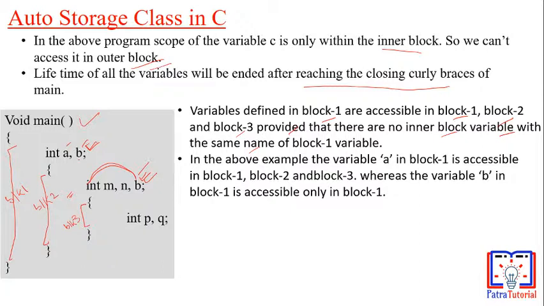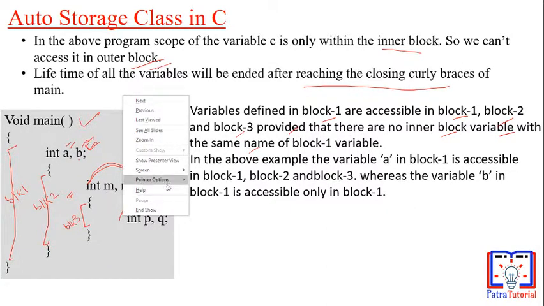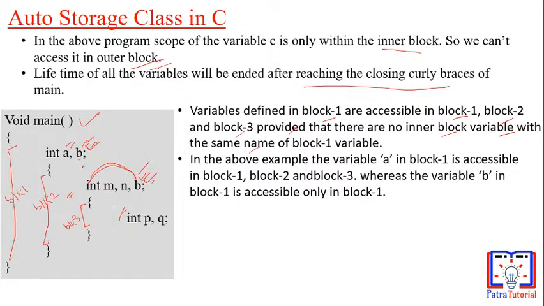Next point is, in the above example, the variable a in block 1 is accessible in block 1, 2, and 3, whereas the variable b in block 1 is accessible in block 1 only, because b is inside block 2 also. But variable a is there in block 1 but not in block 2 or block 3. So a is accessible in block 2 as well as block 3, but variable b is accessible only in block 1, not in block 2 or block 3. If we try to access variable b in block 3, then the b present in block 2 will be accessed, not the variable b present in block 1.